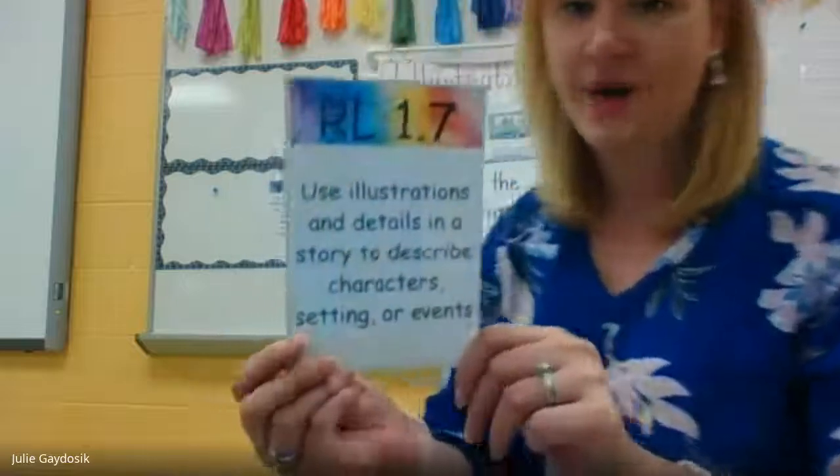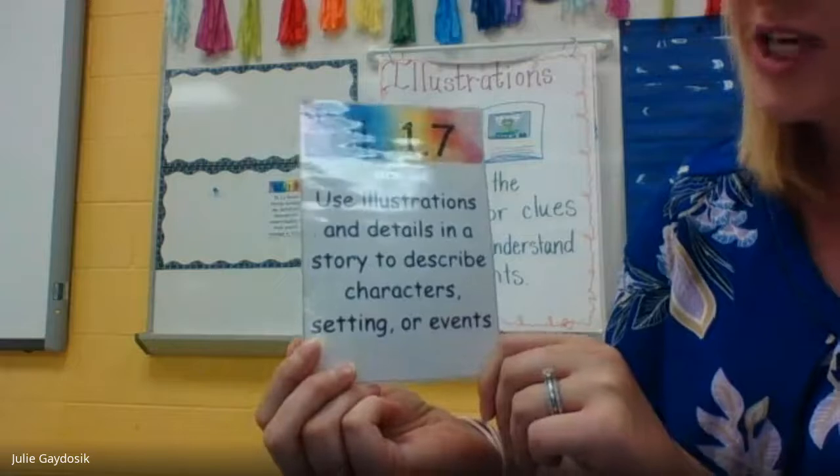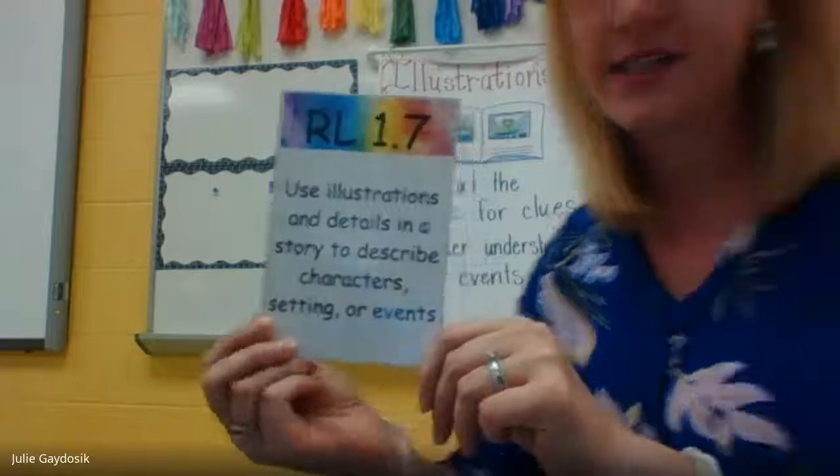So today we are actually talking about something new. We've never talked about this before. We've been talking about how to retell a story, how to describe setting, events, and characters, how to talk about what happens in the beginning, middle, and end. But today we're going to be talking about illustrations. So this is our I can statement: I can use illustrations and details in a story to describe characters, settings, and events.